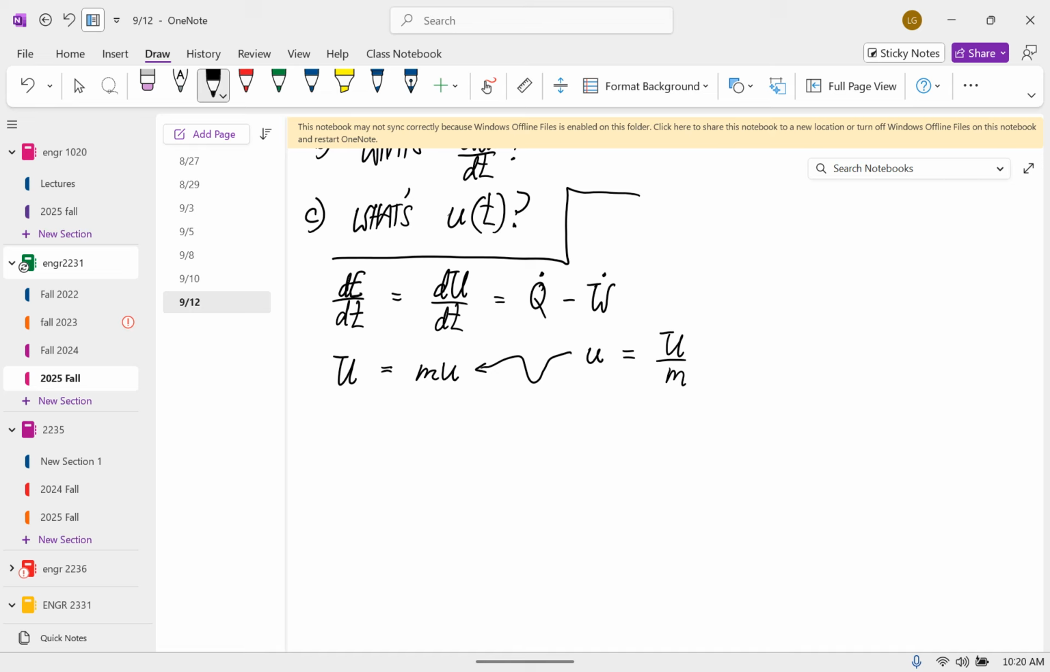the true internal energy. And if you take the time derivatives of both of those, and mass is not going to be changing in time, we get dU/dt is equal to the mass times little du/dt.